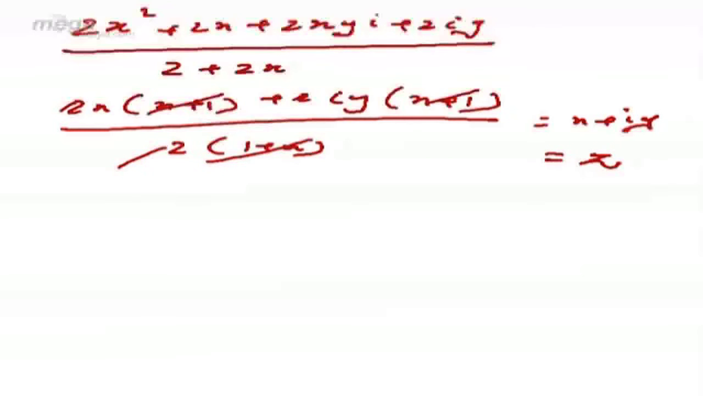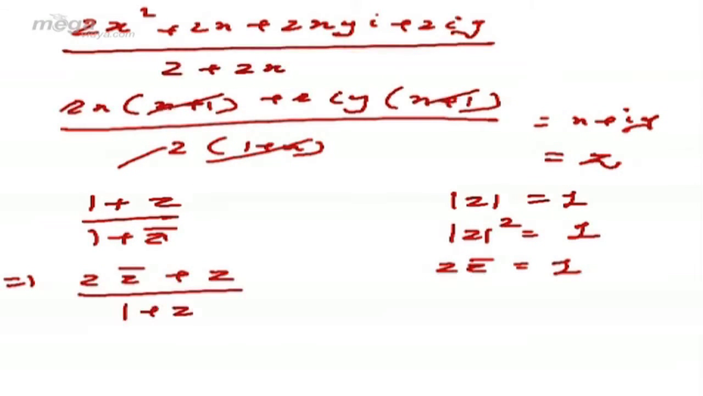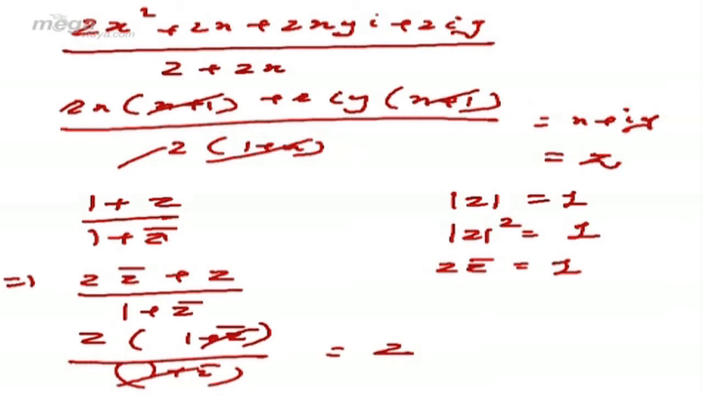If we use the properties of the complex numbers in this question, then see it: you have to find out the value of 1 plus z upon 1 plus z bar. Now mod of z is given as 1, then mod of z to the power 2 is equal to 1. So z into z bar will become 1. Now you put the value of 1, z into z bar plus z, upon 1 plus z bar. So you take the common z, so 1 plus z bar divided by 1 plus z bar. It will cancel out, it will become z.